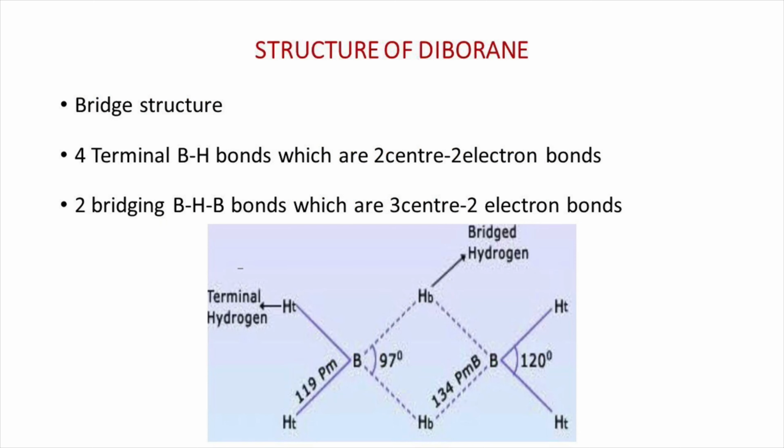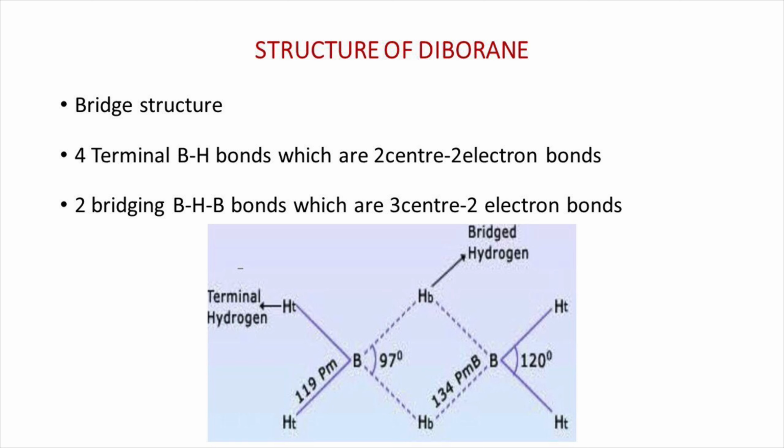These are the various important reactions of diborane. Next we can discuss the structure of diborane. Diborane has a bridged structure in which each boron atom is bonded to two hydrogen atoms by regular electron pair bonds. These hydrogen atoms are called terminal hydrogen atoms. These are two center, two electron bonds. The resulting BH2 fragments are in the same plane and are bridged by two hydrogen atoms. These are called bridging hydrogen atoms.